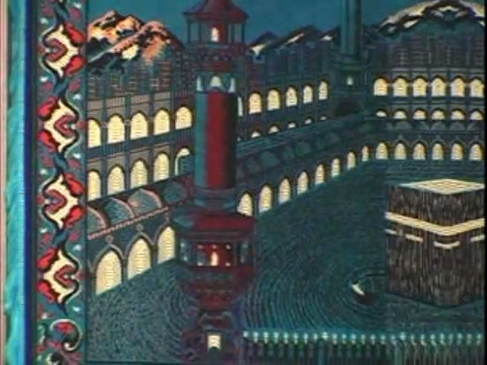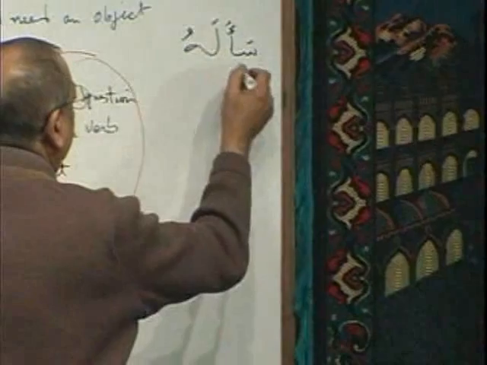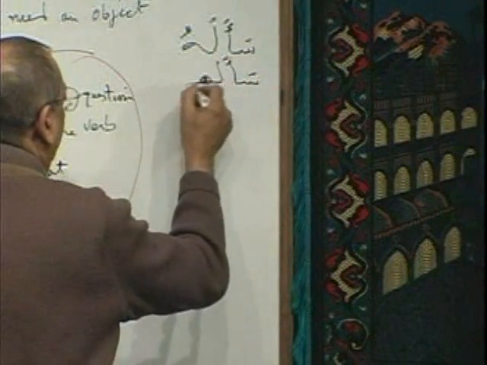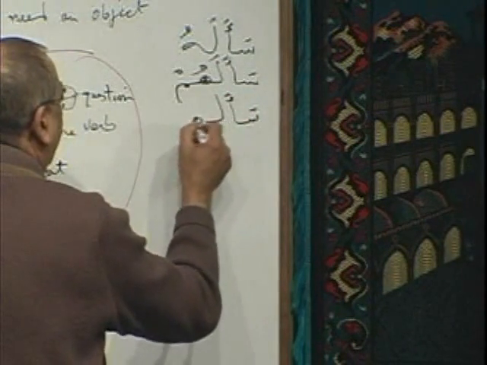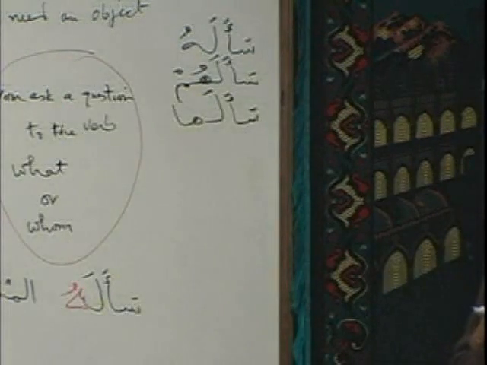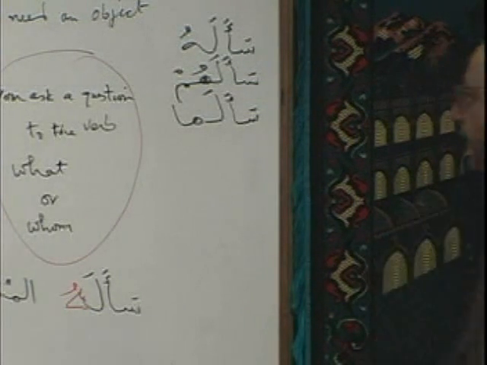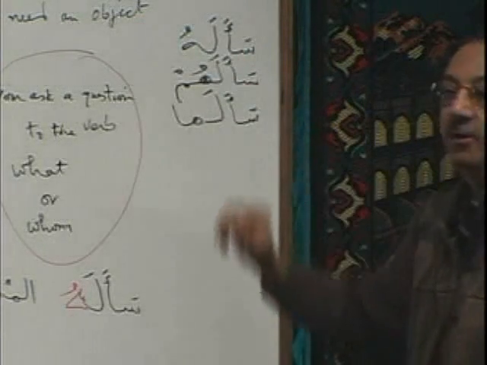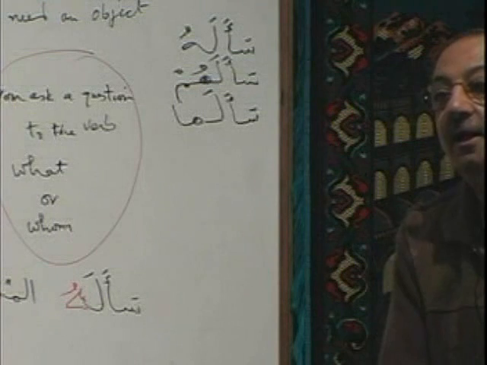See here, I will write down here, brother. Sa'alahu, sa'alahum, okay. Sa'alaha, are you with me? Sa'alaha, okay. And sa'alahunna. But as I said, we can do 14 pronouns. Let us do the 14 pronouns, one by one. Sa'alahu, sa'alahuma, sa'alahum, sa'alaha, sa'alahuma, sa'alahunna.